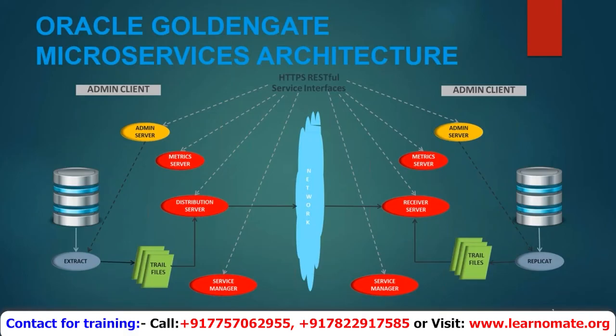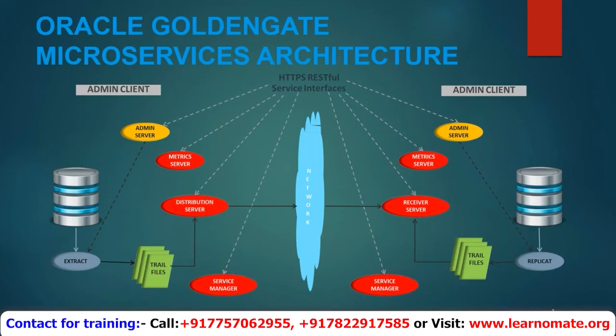So this is how the architecture of GoldenGate looks. You use the admin server. Under the admin server, you configure the GoldenGate extract process, which writes the data to the local trail file. Once the data is available in the local trail file, the distribution server sends the data over the TCP/IP network and writes it to the remote trail. And once the data is available in the remote trail, the replicate process applies it to the target.